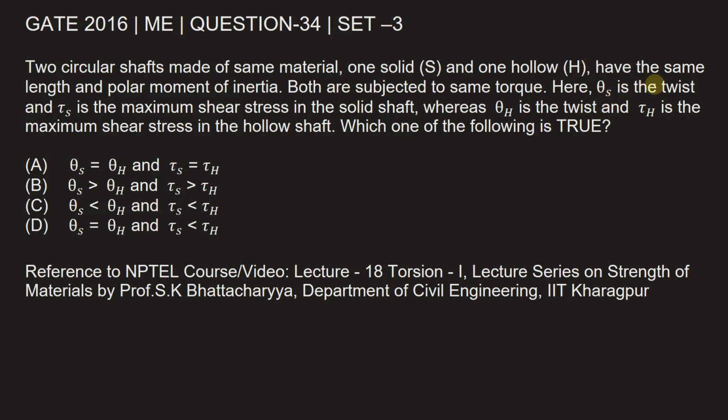Here, theta S is the twist and tau S is the maximum shear stress in the solid shaft, whereas theta H is the twist and tau H is the maximum shear stress in the hollow shaft. Which one of the following is true?